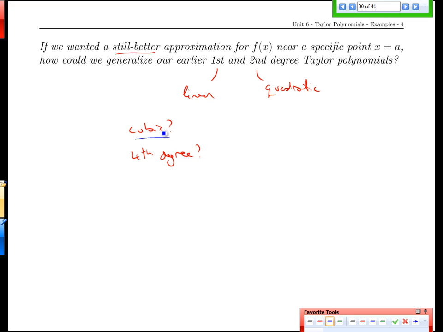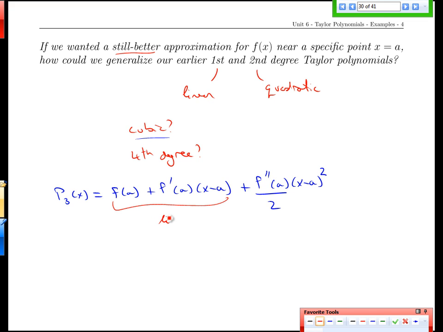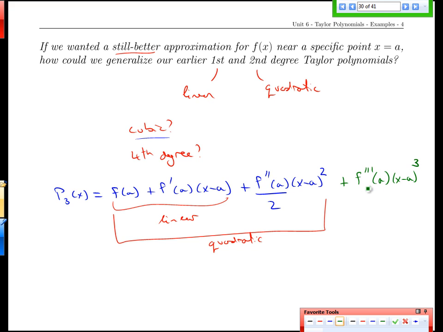Just for the sake of example here, why don't we take a look at what the cubic might look like, p3 of x. Well, it would be f of a plus f prime of a times x minus a, and we would have the second derivative term like we had in the quadratic over 2. So here's our linear. We built out one more term to get quadratic. And then we can add on the end, well, what would we expect? The third derivative, x minus a all cubed.